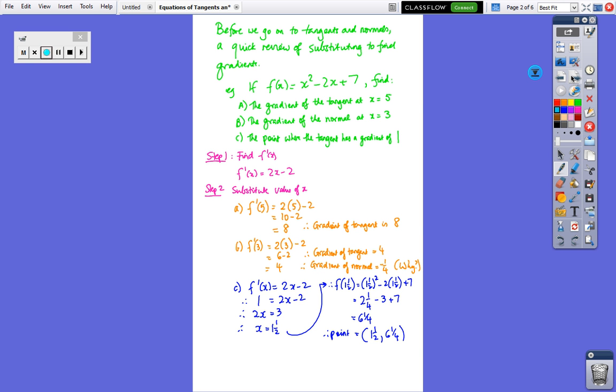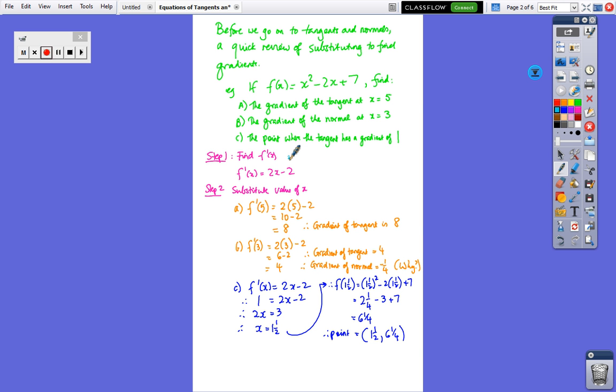And the last one is you don't know the point, but you know the gradient, so you have to backfill, so to speak. In the first one, the first step is you've got to find the gradient, so you've got to find the derivative, and once you've done that, then substitute the value of x. f(x) was at the top, f'(x), just using the simple rule, is 2x minus 2, so f'(5) is a straight substitution, and you get 8, so the gradient of the tangent is 8.